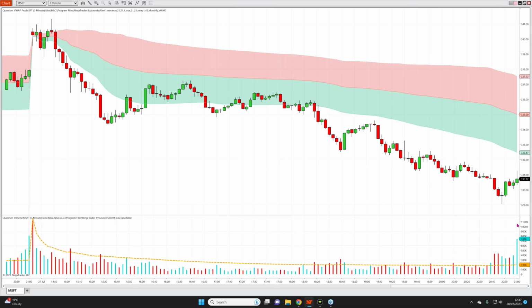So that's the VWAP on stocks. We're going to look at all the other variants of the VWAP itself on other instruments as well.